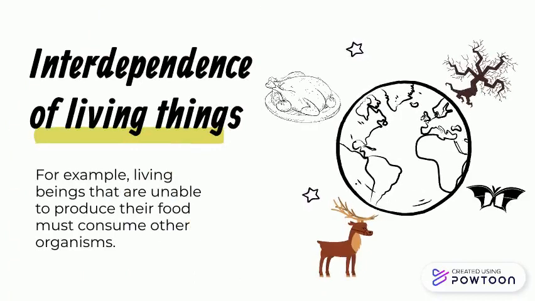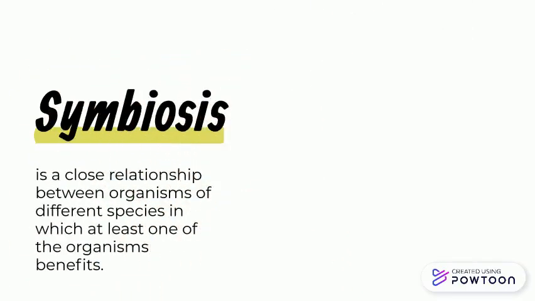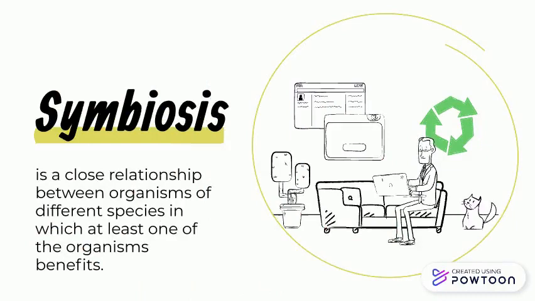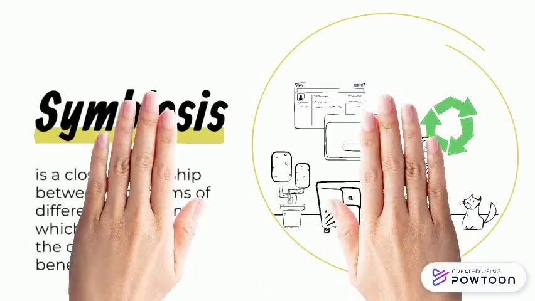For example, living beings that are unable to produce their food must consume other organisms. Symbiosis is another example of how living things interact. Symbiosis is a close relationship between organisms of different species in which at least one of the organisms benefits.